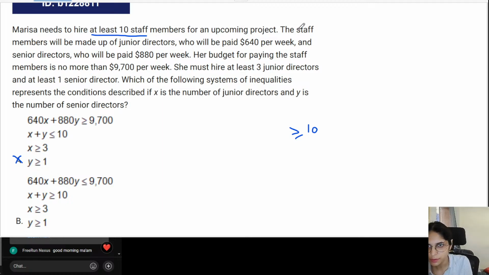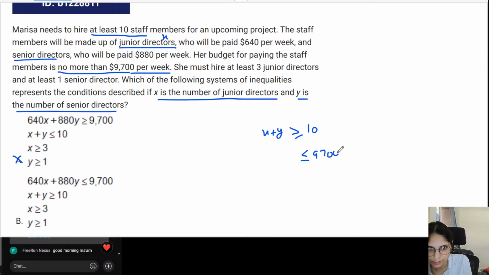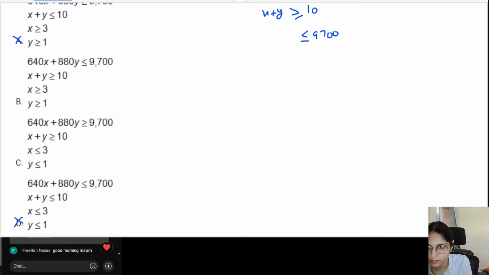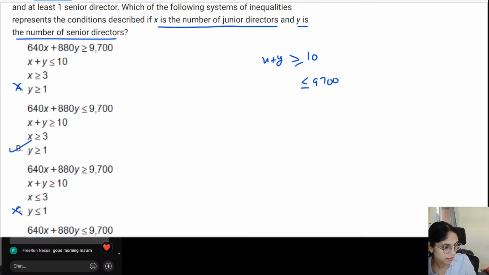The staff members will be made up of junior directors. X is the number of junior directors, okay? Senior directors, y is the number of senior directors. So x plus y is greater than or equal to 10. Now junior directors, and so there is at least 10 and then you have no more than $9,700 per week. So it has to be less than or equal to 9,700. In option C, you have greater than or equal to, it's not going to work, it's option B. Okay, so by just looking at the inequality signs, you can eliminate the options.